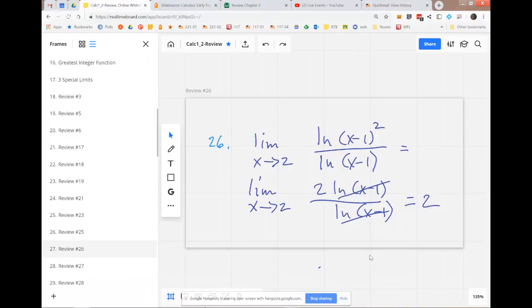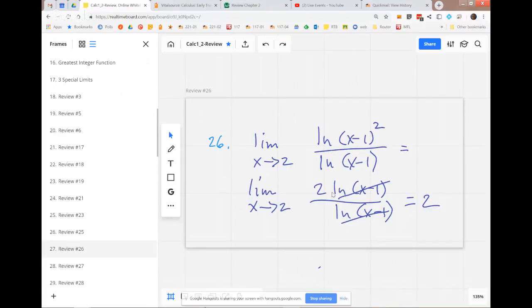So this is a natural log law. What's the natural log of something to a power? Remember that? When you take the log of something to a power, it's that power multiplied by the natural log of the thing without the power on it. So the natural log of (x minus 1) squared is 2 times the natural log of x minus 1. That's an important log law.